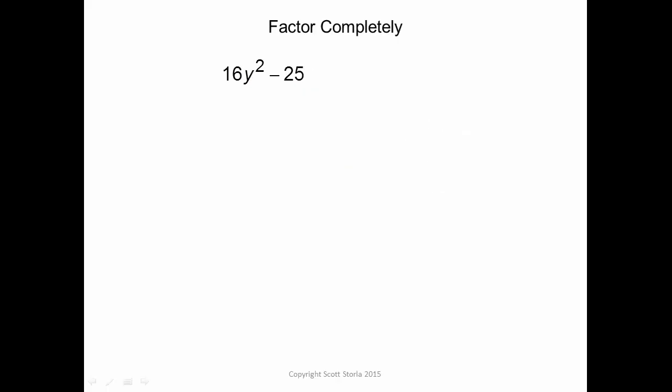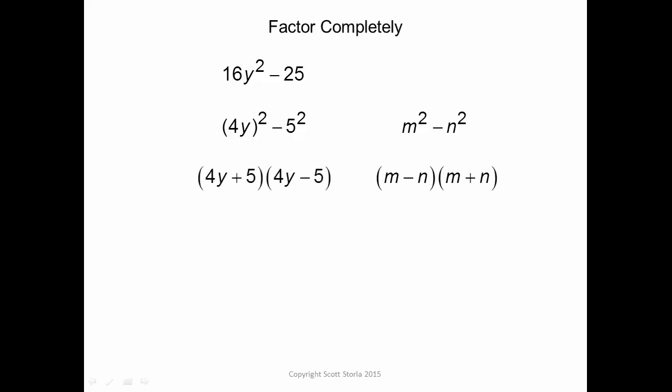How about this one? If we try to get this form so we can use conjugates, it would be the quantity 4y squared minus 5 squared. Notice this is the power of a product property. We would have two factors of 4y, which would give us 4 times 4 and y times y. Using the difference of two squares, this will be 4y minus 5 and 4y plus 5. And again, the order of the factors won't matter.